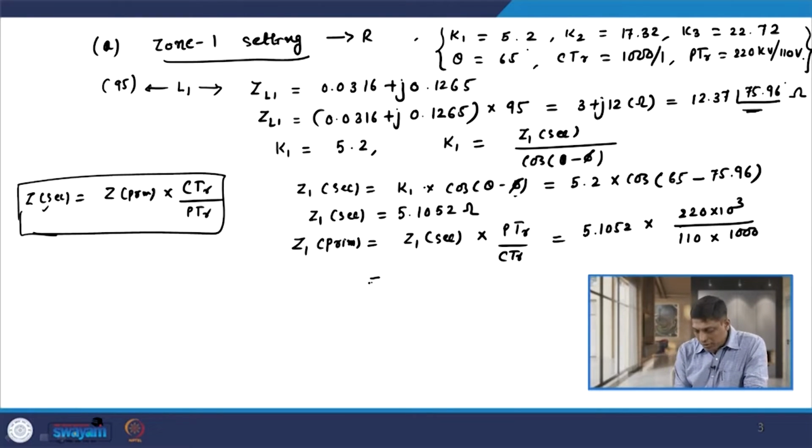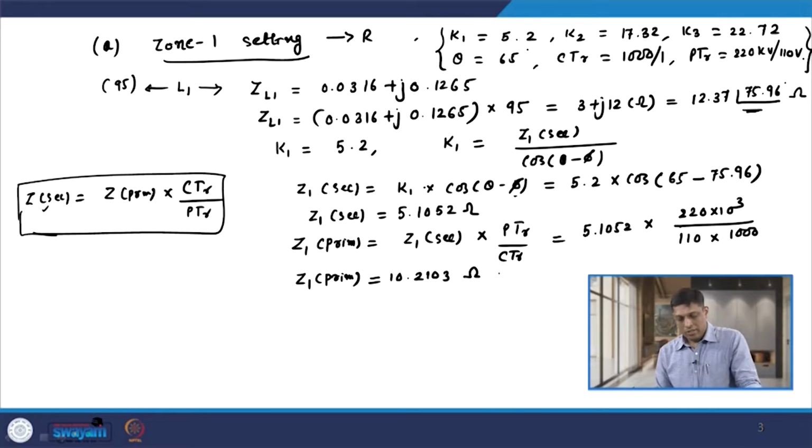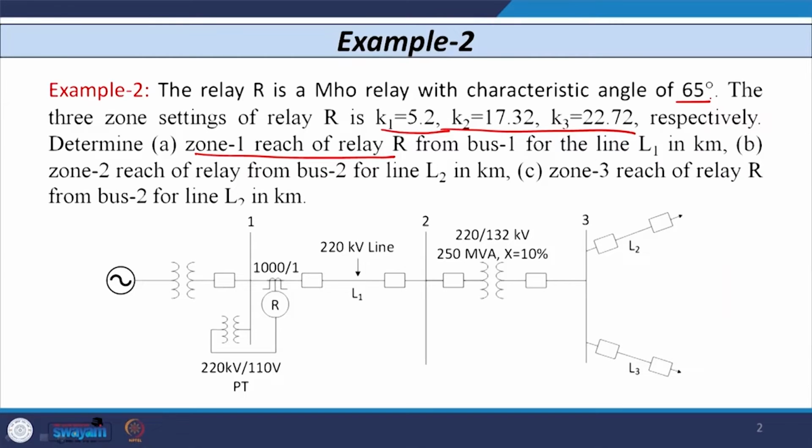So if I solve this, we have the Z1 primary, that is equal to 10.2103 ohm. So we have already calculated the primary part. Now what we need to find out? If I just go to the figure, we need to find out what is the zone 1 reach of relay R.